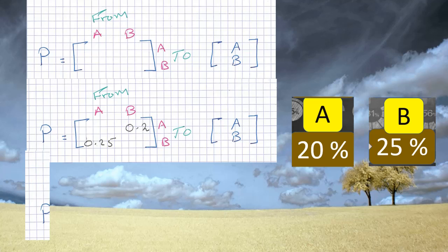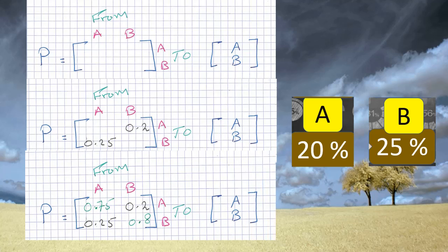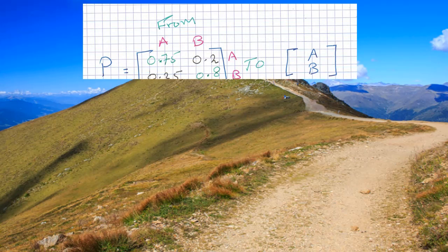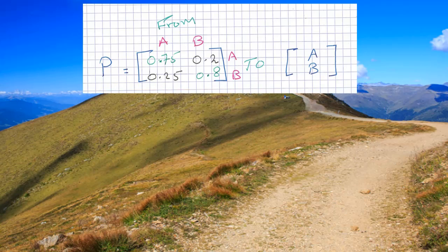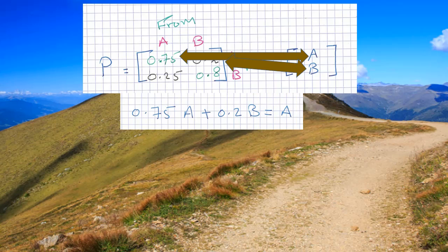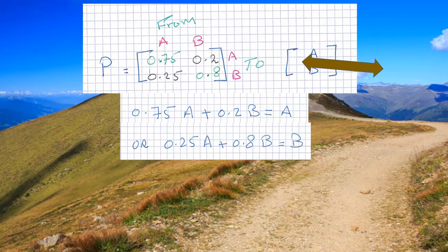Then we complete each column, in our case by 1 minus the probability, as the customers either shift to the other company or stay with the same company. We can extract two equations here, though we will need only one of them. The first equation is 0.75a plus 0.2b, and that's equal to a. Or we can have the second equation, which is 0.25a plus 0.8b, and that's equal to b.